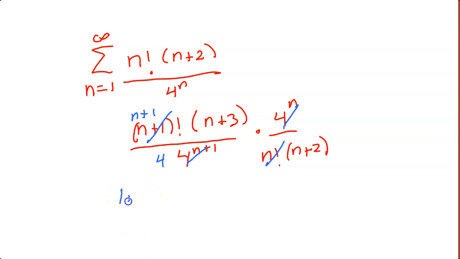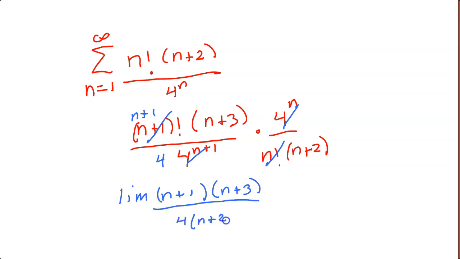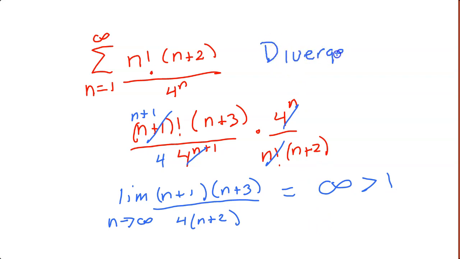So I'm looking at a limit of n plus 1 times n plus 3, which is a quadratic, over a denominator of 4 times n plus 2. So in this case, my numerator has a higher power, and we know if my numerator has a higher power, then it's either going to go to infinity or negative infinity. This does go to infinity. So infinity definitely is what? Greater than 1. Therefore, this series diverges.